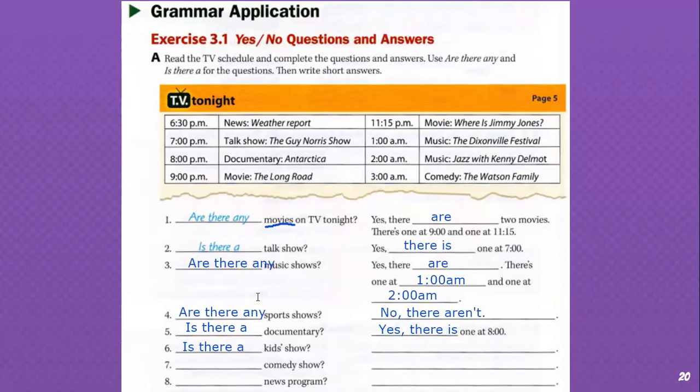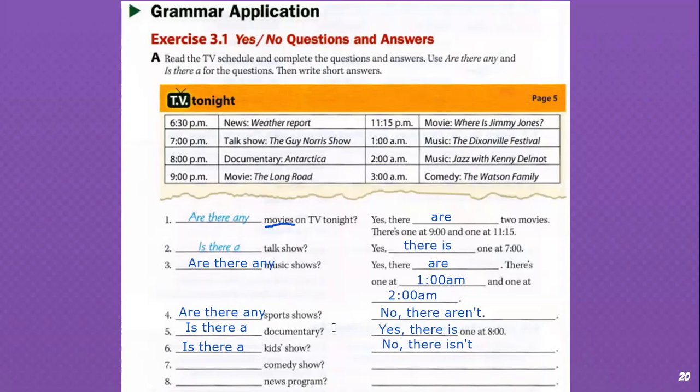Yes, 84. What is the answer in number 6? Is there a kids show? So you say no, there isn't. Exactly, you talk about only one, so you say no, comma, there isn't. No, there isn't or no, there aren't. In that case, kids show is only one. Good job.